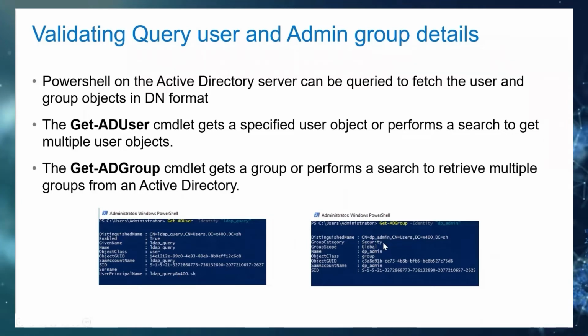Now, when it comes to the group, again, you have the DN format and the location of the group. It's again in the users OU. Domain component is x400 and sh. Group category is security. Remember, I told you the group category should be security and group scope should be global. That's again something that we can validate from here. It also shows us the SAM account name and the name of the group, which is DP_admin. So this is a good way for you to validate on the customer's Active Directory level as well.